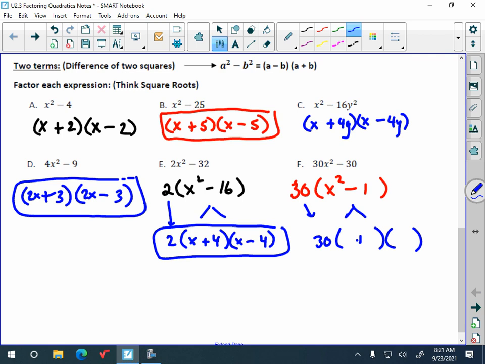Okay, one's plus, one's minus. Break up the x squared as x and x. And we can break up the 1. What's the square root of 1? 1. All right, so we get 30 times x plus 1, x minus 1.